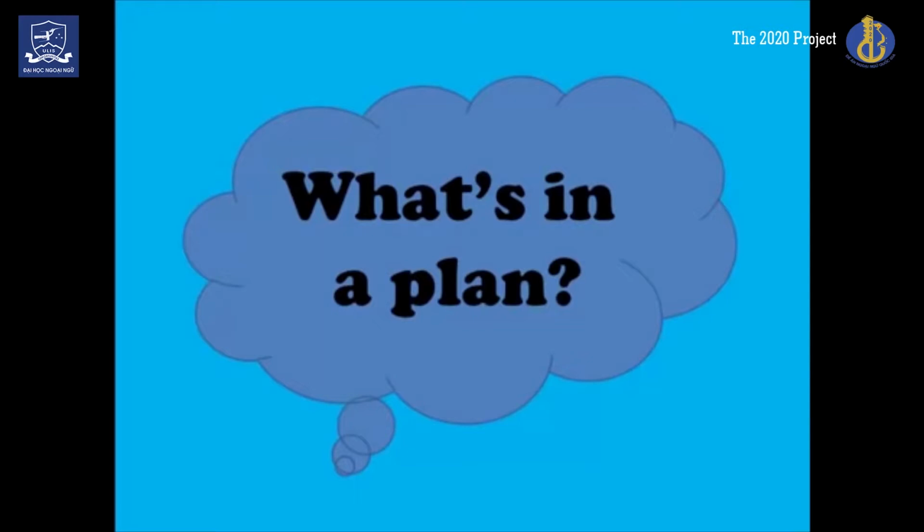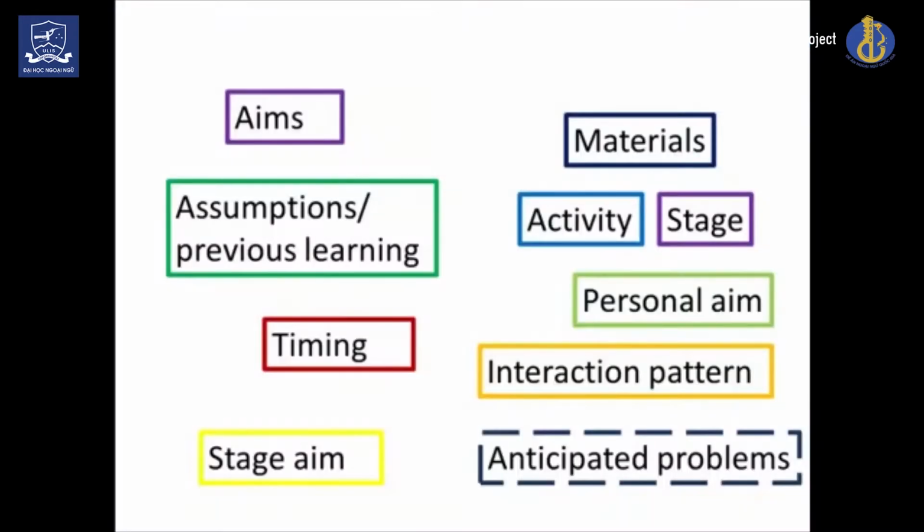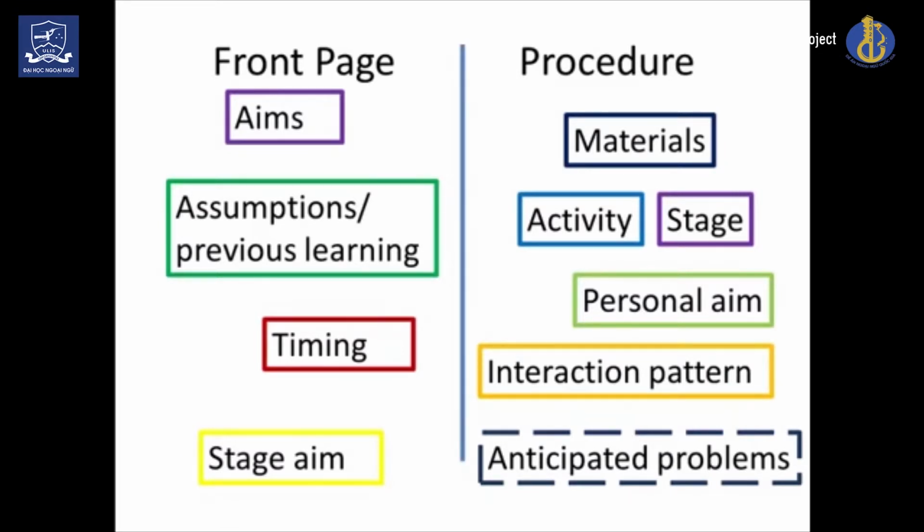So the next question then is, what's in a plan? These are some of the things that probably are in the plan that you've been given, the template you've been given. And generally plans are divided into a front page and a procedure page. So there's a division between the two. Now, if you have a look at those things, some of them are in the right place and some of them are not. So I'd like you to just stop me for a minute and see which of those things do you think should be on the front page and which should be on the procedure page.